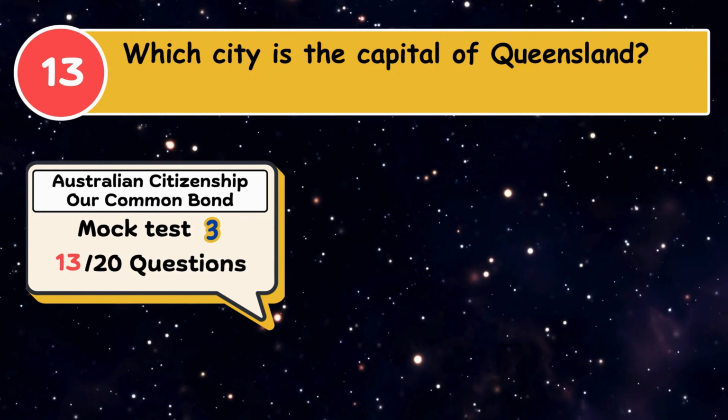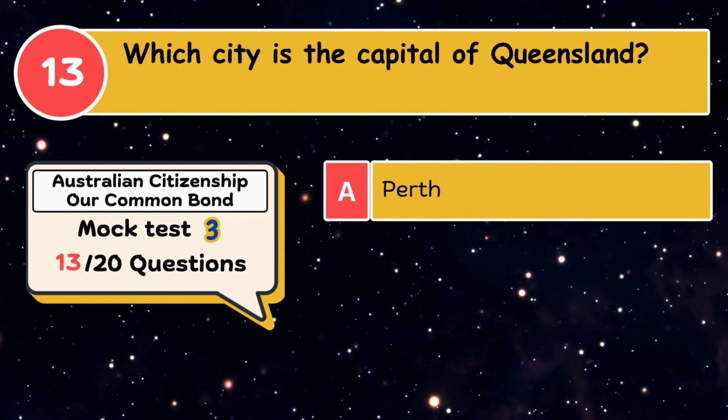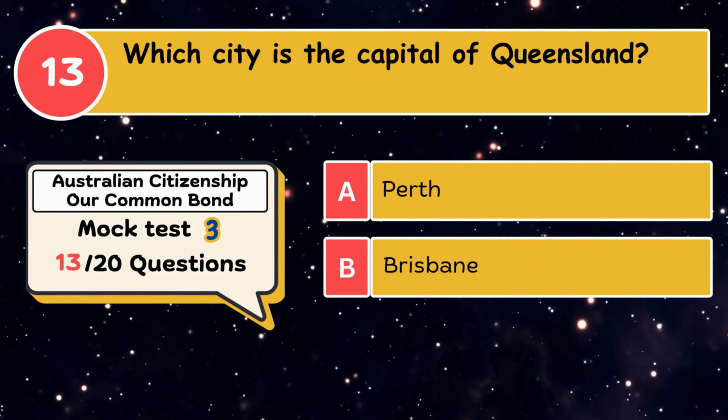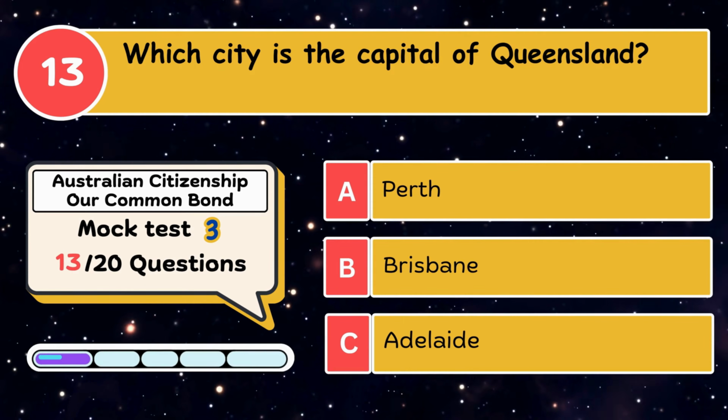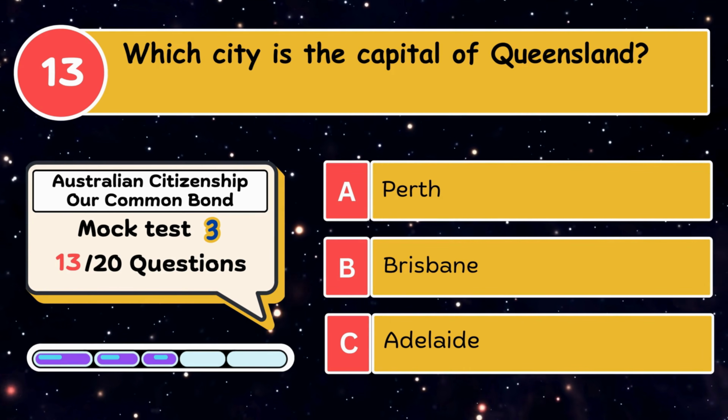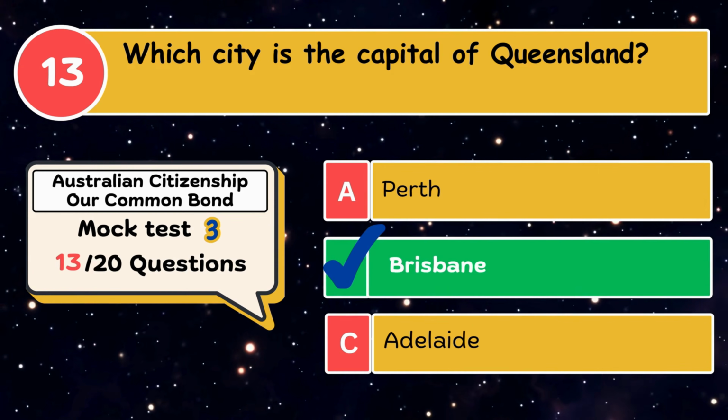Which city is the capital of Queensland? A. Perth. B. Brisbane. C. Adelaide. The correct answer is Brisbane.